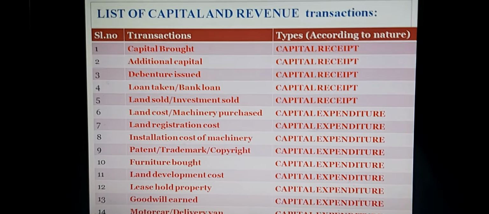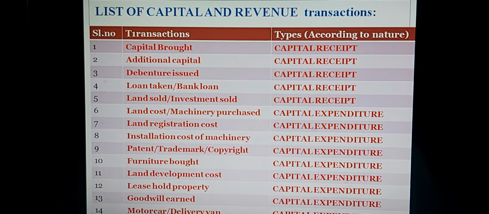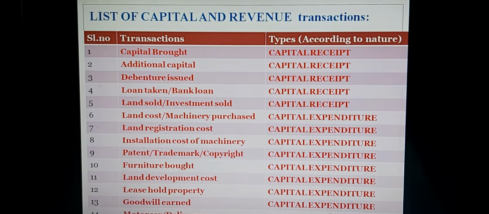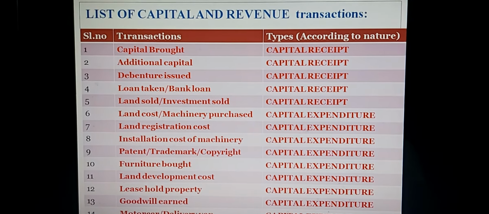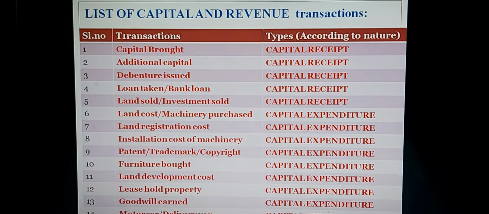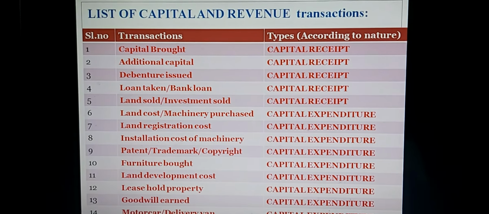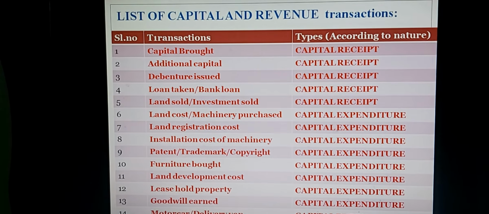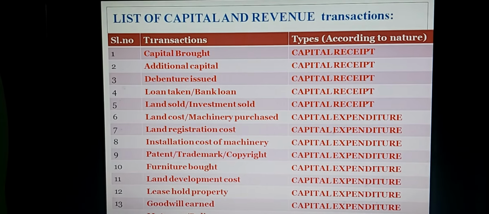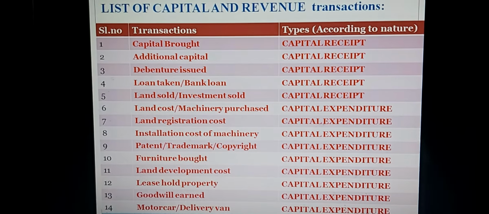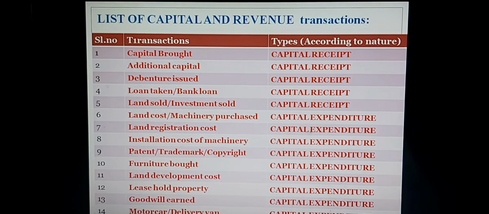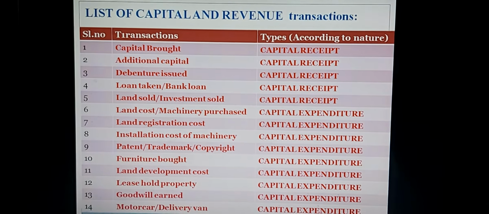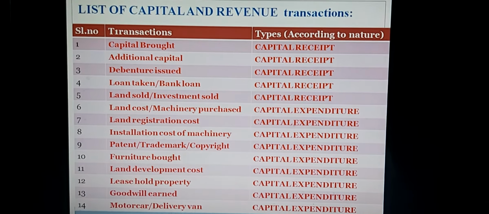Next one, patent, trademark, copyright. These 3 items are related to invisible assets, but these are fixed assets. It's an irregular expenditure, with long-term benefit to the business from these items. So these items are capital expenditure. Furniture bought, same as machinery purchase, land purchase. So furniture bought is one kind of capital expenditure.